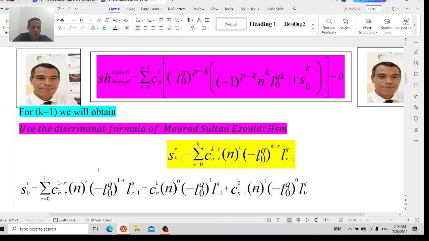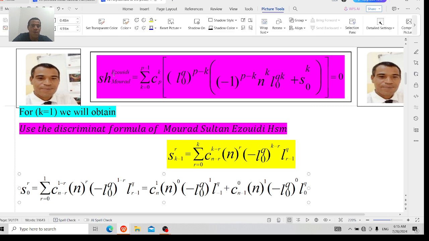Therefore, learners, when k equals 0, you can see that S minus 1 is 0. S0 of the r, it's written here, equals the sum from 0 to k, where k is 1, of combination n minus r choose k minus r, k is 1, so it will be 1 minus r, times n raised to the power r, times, between parentheses, negative L0 for the cube raised to the power k minus r, where k is 1, so it's written 1 minus r, times L r minus 1 for the cube.